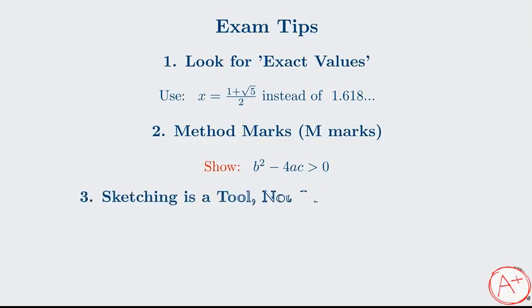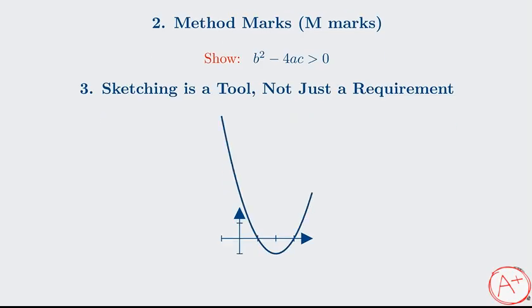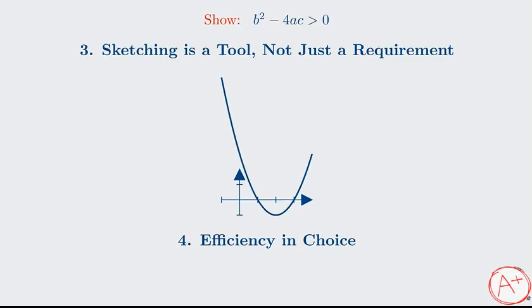Even if the question does not explicitly ask for a sketch, draw one for every quadratic inequality. It takes 5 seconds and prevents the very common mistake of choosing the inside region when the outside region was required. If a quadratic looks easy to factorize, do it. If it does not, do not waste 3 minutes trying to find the factors. Jump straight to the formula. Time management is crucial for the A-level exam.